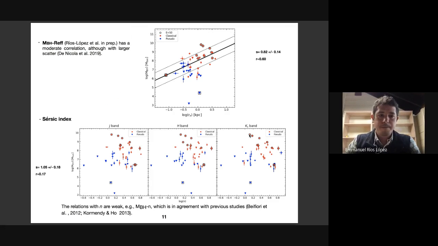Finally, here I show you some other relations that we constructed. In the bottom part is the relation of the black hole mass on the vertical axis with the Sersic index. This is the weakest relation that we obtained, and it also has the largest scatter compared to the others. This is interesting because some works point out that the relation between the black hole mass and the Sersic index could be as tight as the one with the luminosity or sigma. But with our result, we rule out that possibility.